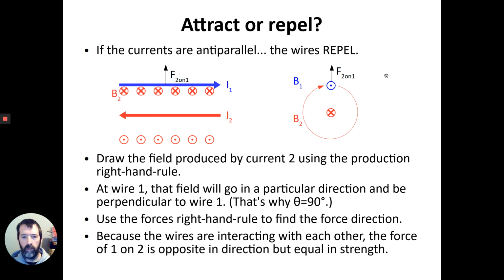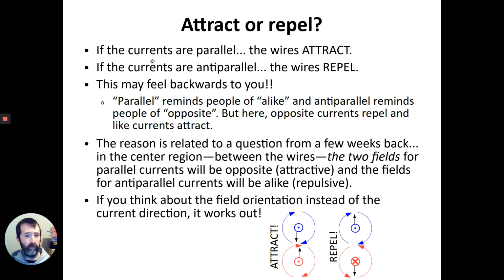And conversely, if the currents go in opposite directions, so if the currents are anti-parallel, that will make the wires repel each other. So in this new diagram, the only thing I did was reverse the x's and the dots because the current was going left, and that results in the force also getting reversed. So again, that's something that you can just memorize if you want. Parallel currents attract, anti-parallel currents repel.